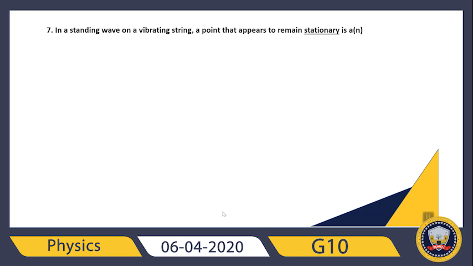Number 7. In a standing wave on a vibrating string, a point that appears to remain stationary. Stationary means fixed, constant, doesn't move. Which point doesn't move in the standing wave? Antinode, point of constructive interference, node, or rarefaction? Which point is fixed, doesn't move? Of course node, yes, node.